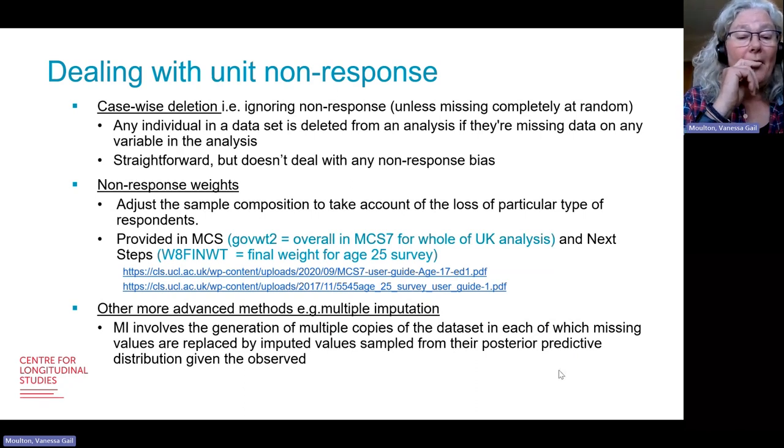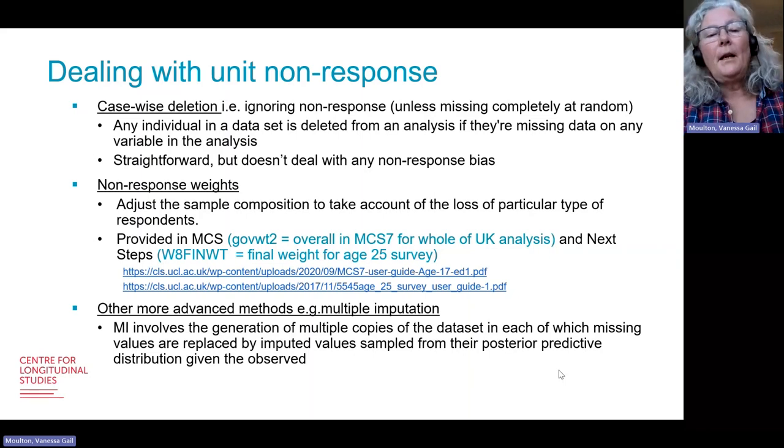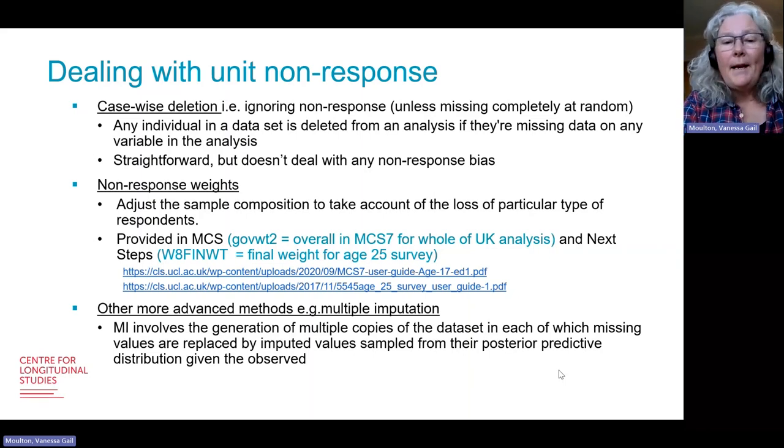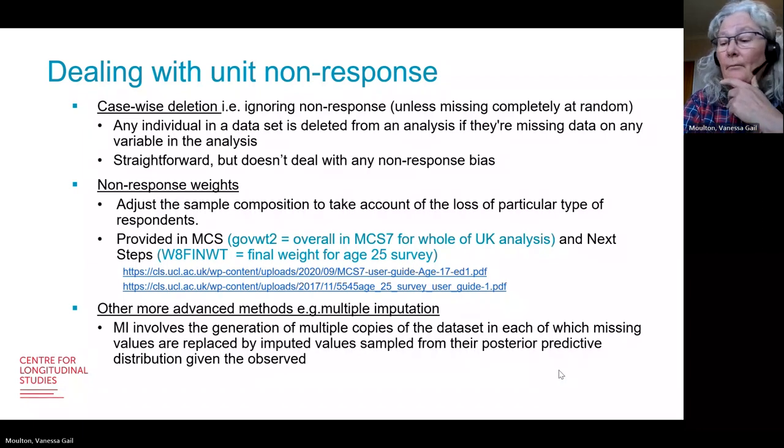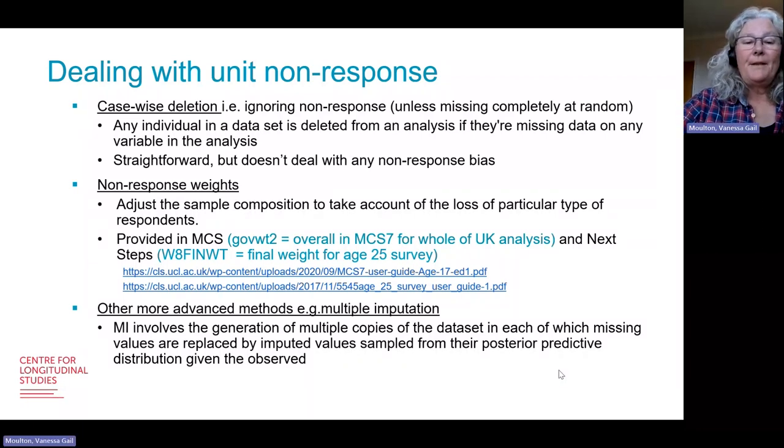There are a number of things you can do. The first, which we wouldn't really advise, is case-wise deletion. So basically ignoring everybody who didn't respond, who is now missing. This wouldn't be okay unless they're missing completely at random. This would mean basically deleting anybody from the analysis if they're missing. It's straightforward, but it doesn't deal with non-response bias.